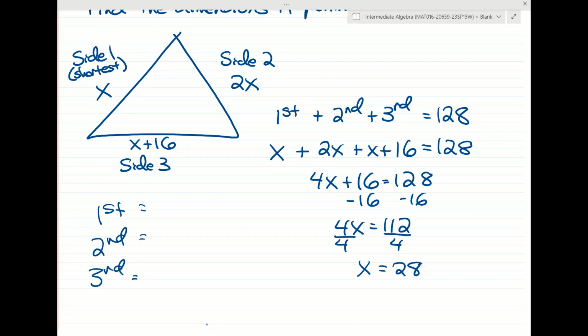So we have our sides, the first, second, and third. The shortest side is just 28. The second side is double that, 56. And then the third side is going to be 28 plus 16. It's 44.